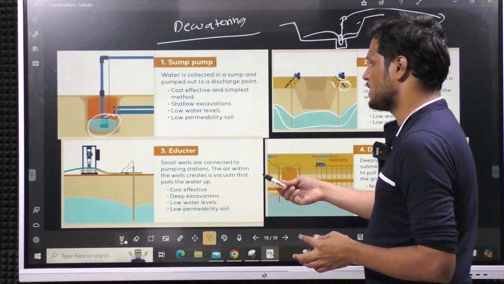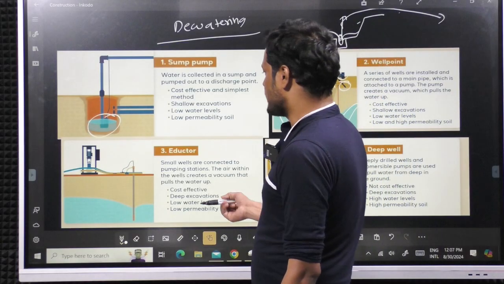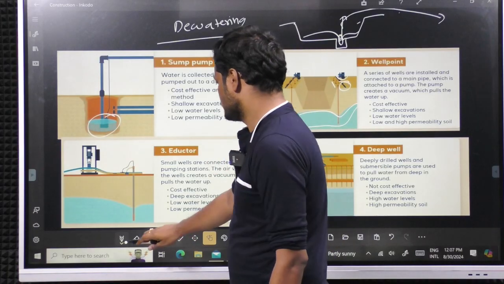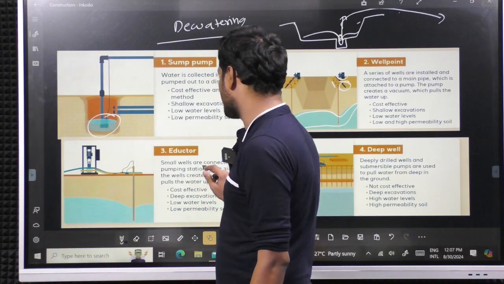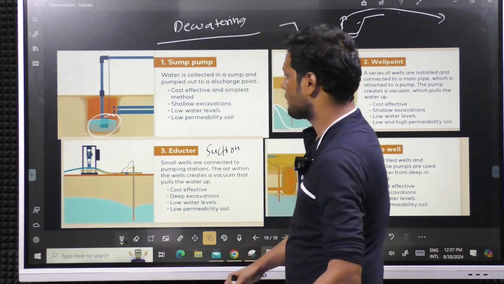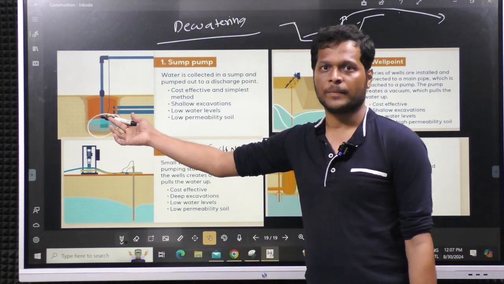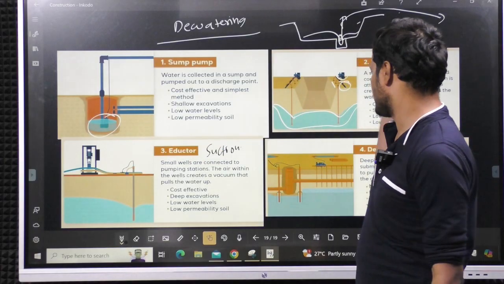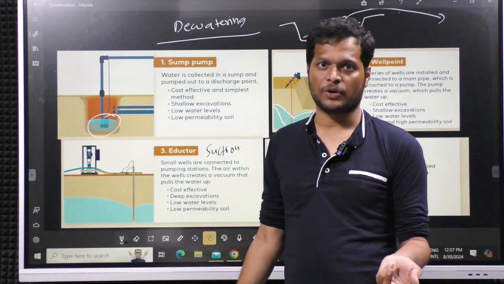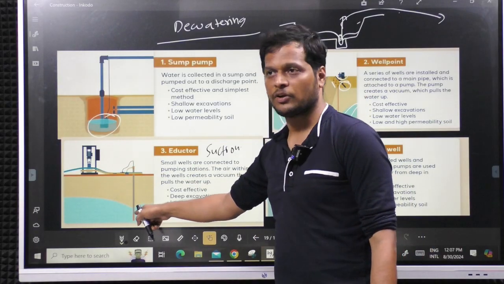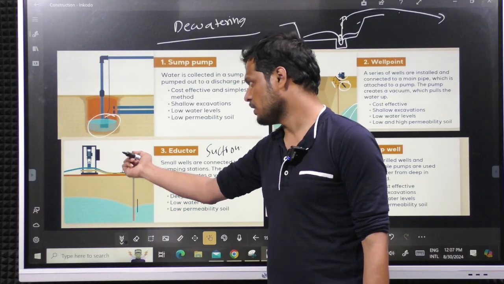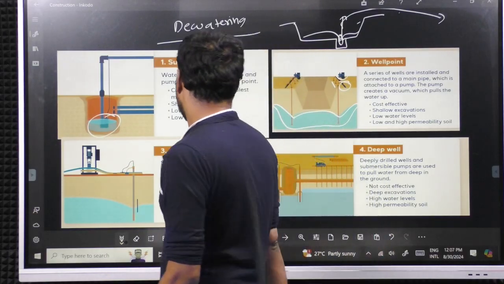Next, eductor pipe. This is a suction system similar to a reciprocating pump. This is the submersible type. This is how we normally dig with a pump, and this is like a suction similar to a reciprocating pump. It will create an air vacuum inside. Because of the air vacuum, low pressure is created inside, so that will lift the water. This is called an eductor pipe.